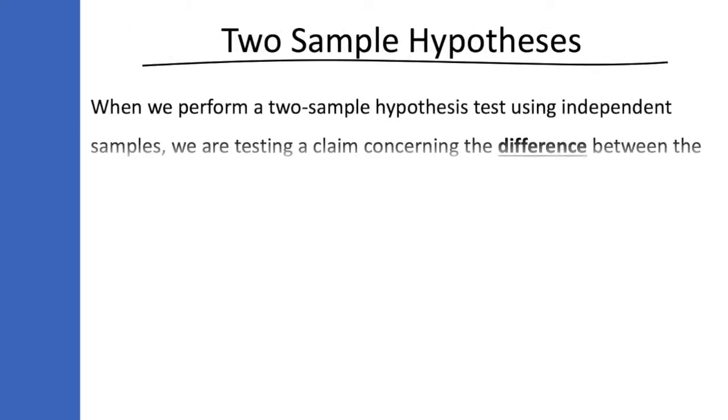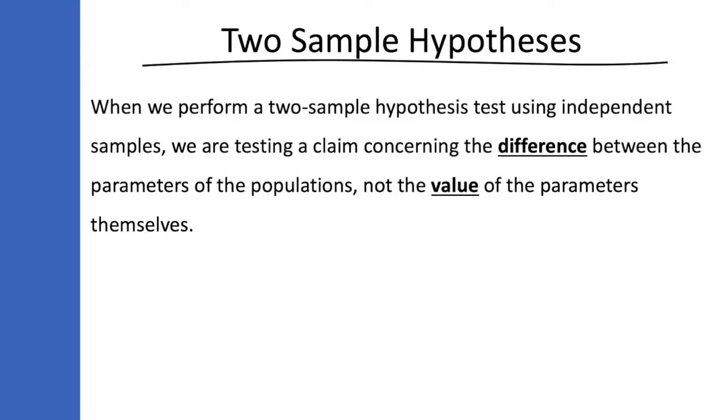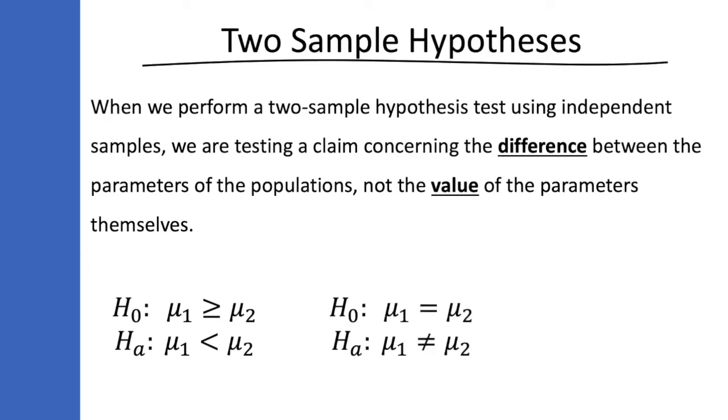So now let's look at how the two sample hypotheses work. When we perform a two-sample hypothesis test using independent samples, we're testing a claim concerning the difference between the parameters of the populations, not the value of the parameters themselves. So that's a little bit different than the one-sample hypothesis test. The setup of the hypotheses looks very similar. We have a left-tailed test, a two-tailed test, and a right-tailed test.